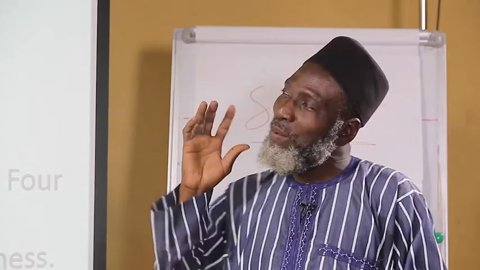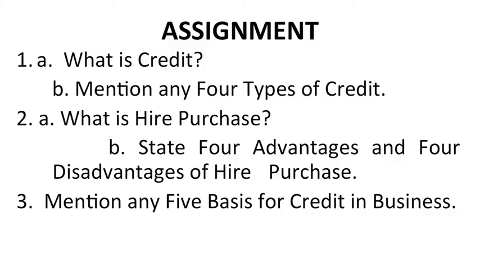That's just about what we have as far as this class is concerned. We are going straight into assignment because of time. Number 1, A, what is credit? B, mention any 4 types of credit. Number 2A, what is hire purchase? Number 2B, state 4 advantages and 4 disadvantages of hire purchase. Then number 3, the last one, mention any 5 bases for credit in business.